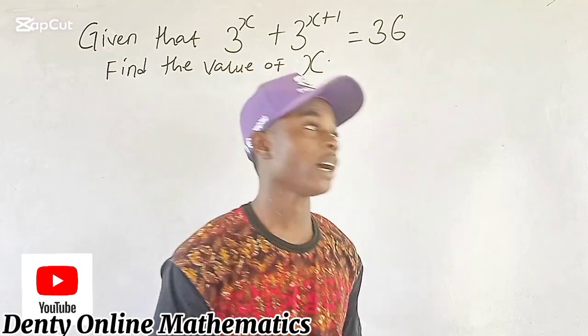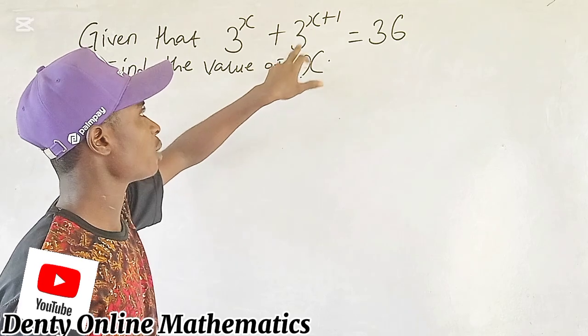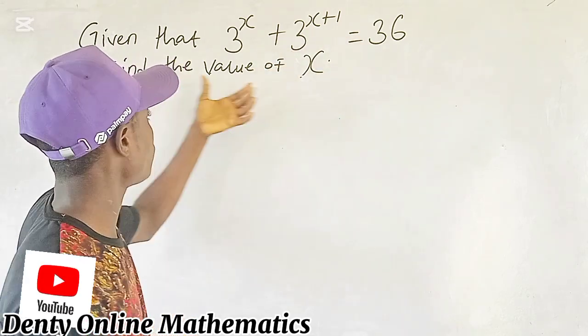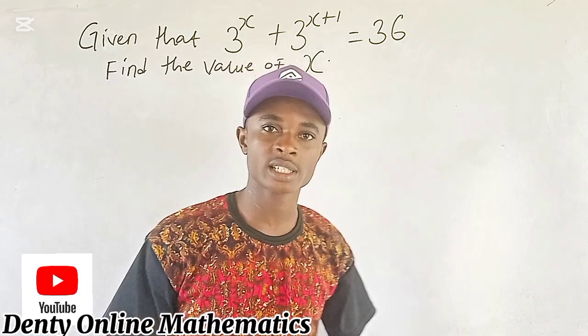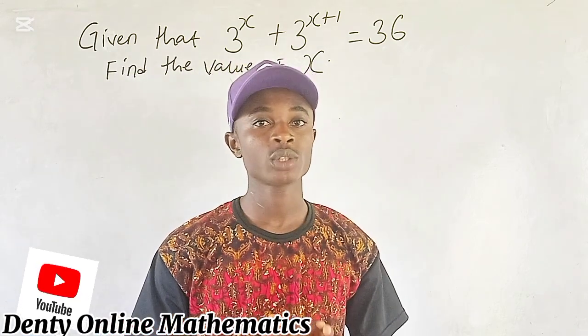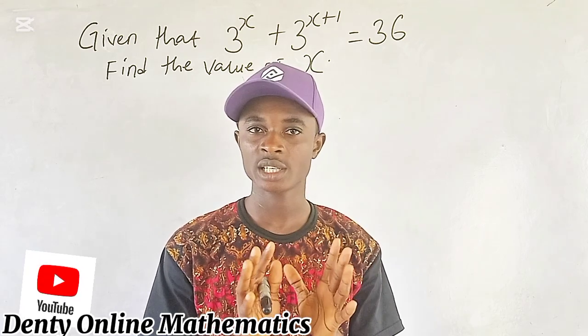Now let's look at what we have here. We are given that 3 raised to the power of x plus 3 raised to the power of x plus 1 is equal to 36. We are asked to find the value of x. Now this is very simple and I'm going to show you how we are going to do this. Very easy. You get it?